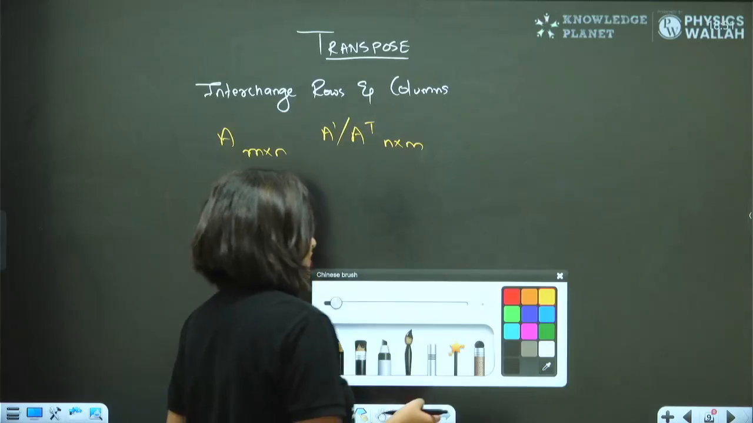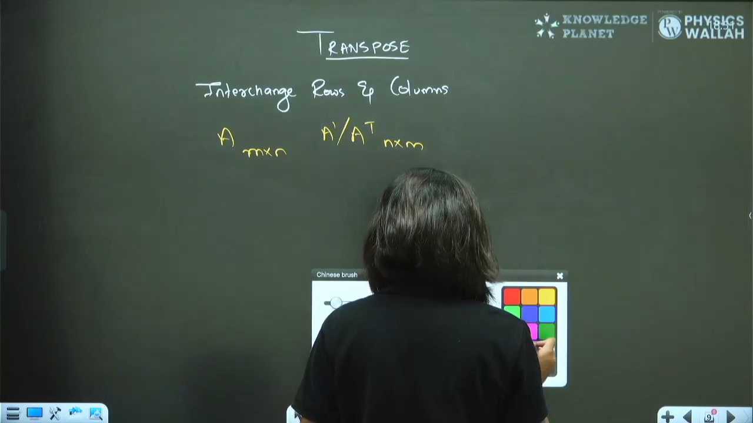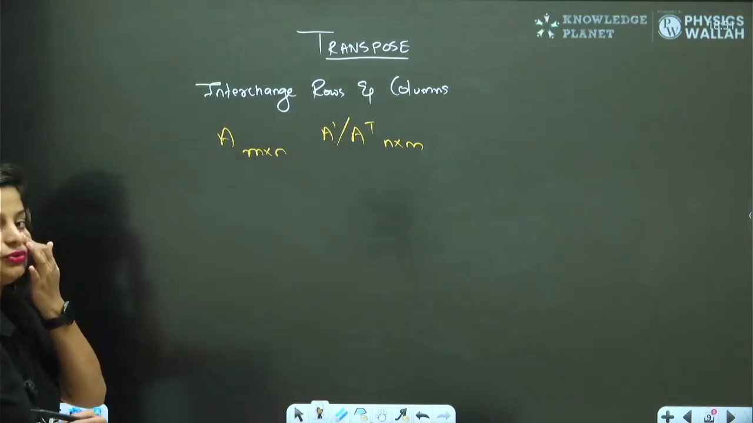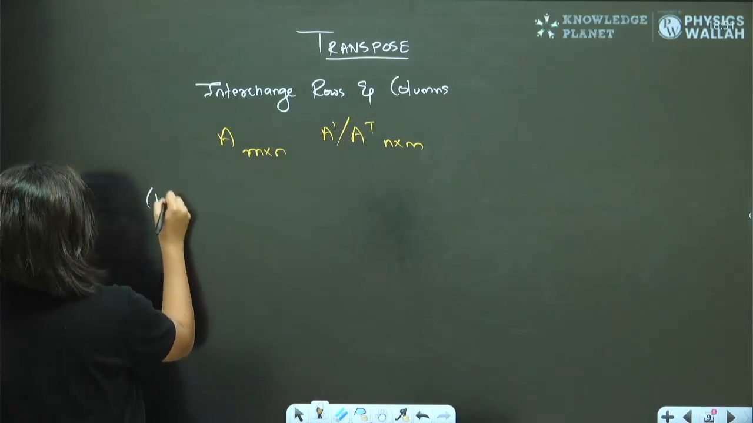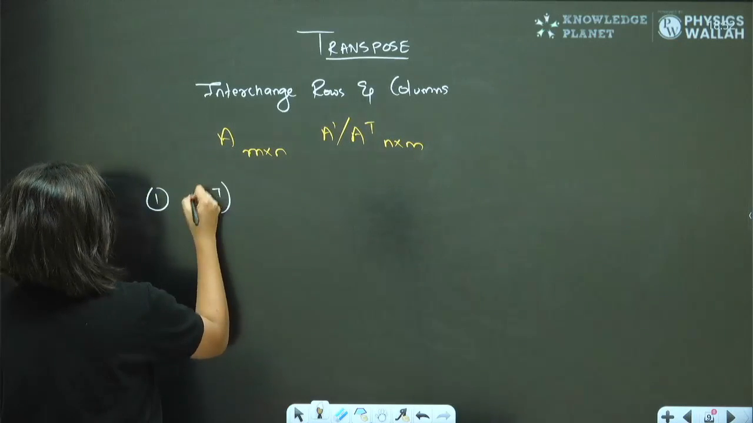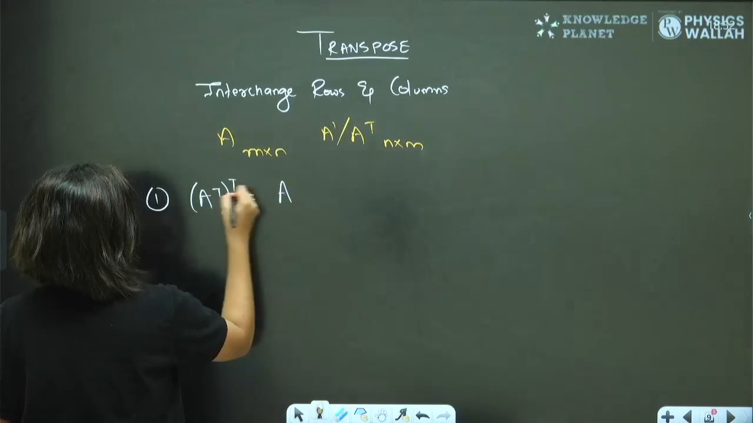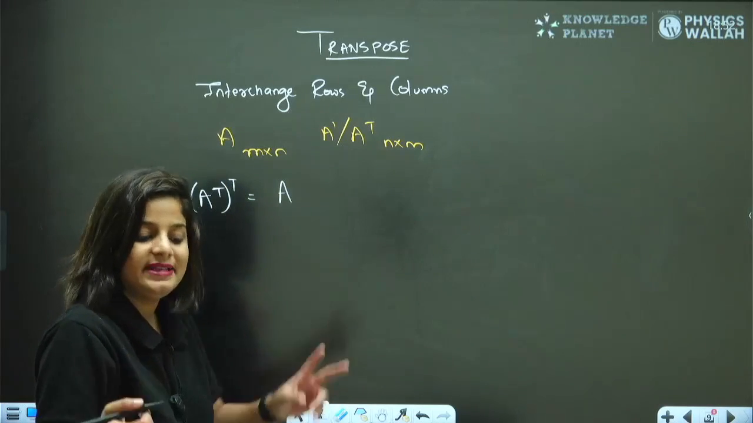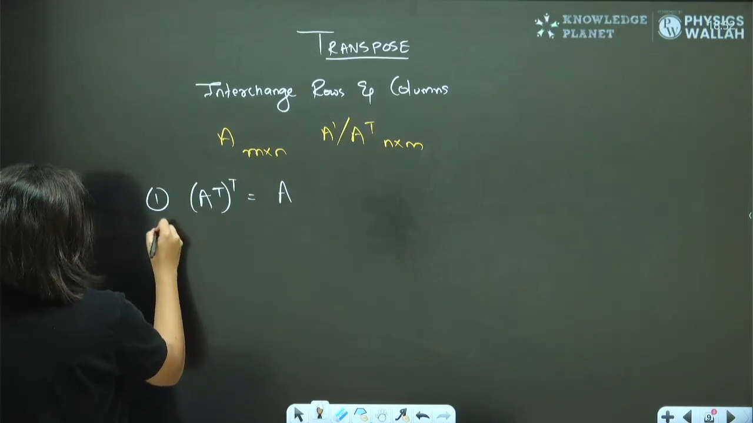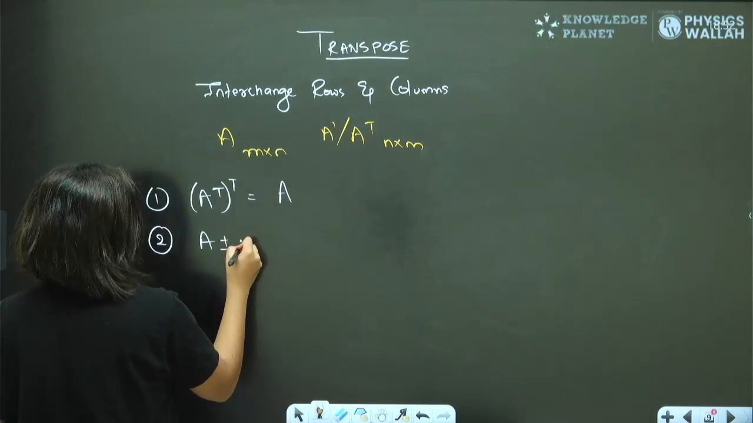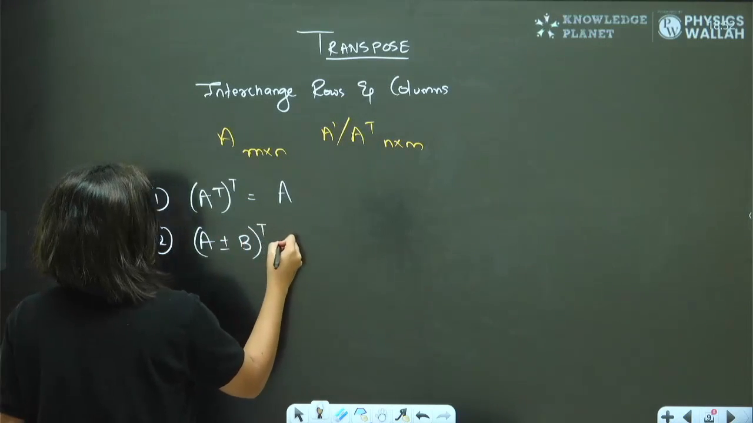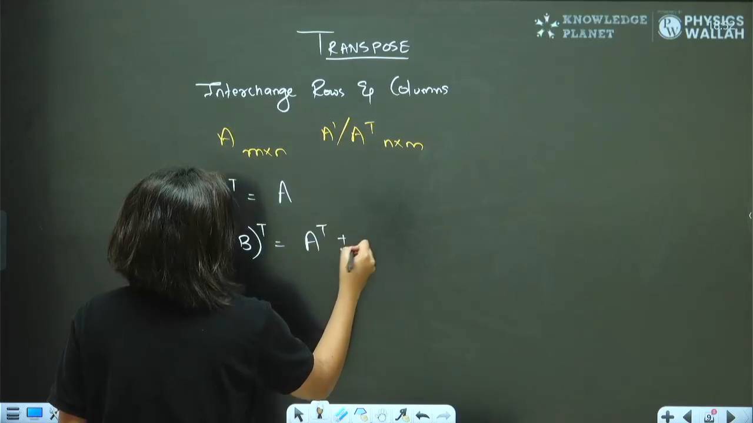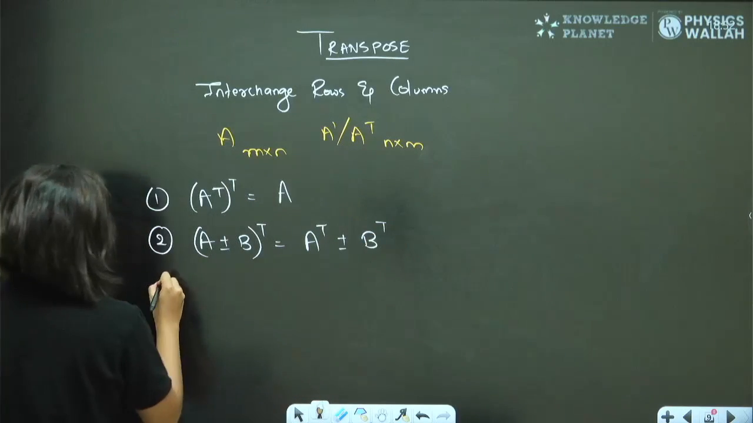Some properties related to transpose. Let's check. The first one: A transpose, the whole transpose, is the same as A, just like your complement. When you take transpose twice, you get back the same thing. Second property: A plus or minus B, the whole transpose, will be equal to A transpose plus or minus B transpose.